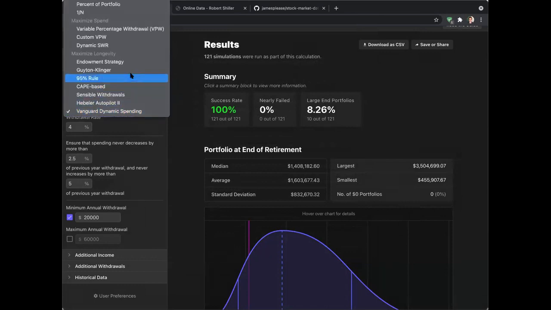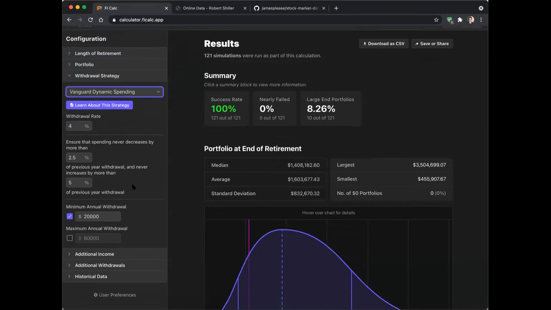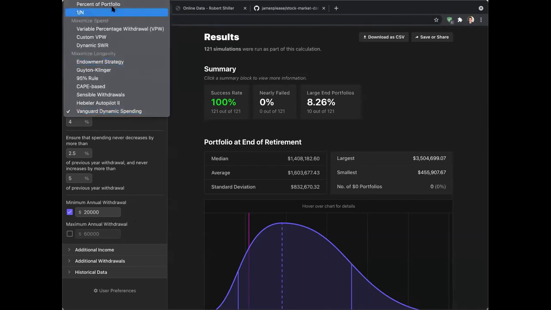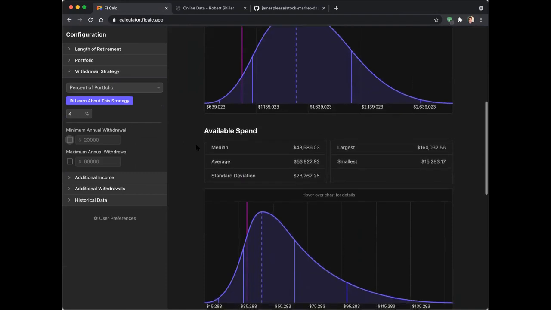So there are a couple of different withdrawal strategies there. Another thing you can do is specify minimum annual withdrawals and maximum annual withdrawals. Some of these strategies are pretty untenable if you don't specify any mins or maxes, like percent of portfolio. The available spend can go way, way low. If you're trying to shoot for around 40,000 a year and you do percent of portfolio and it only withdraws 15,000, that might be a pretty tough year for you.